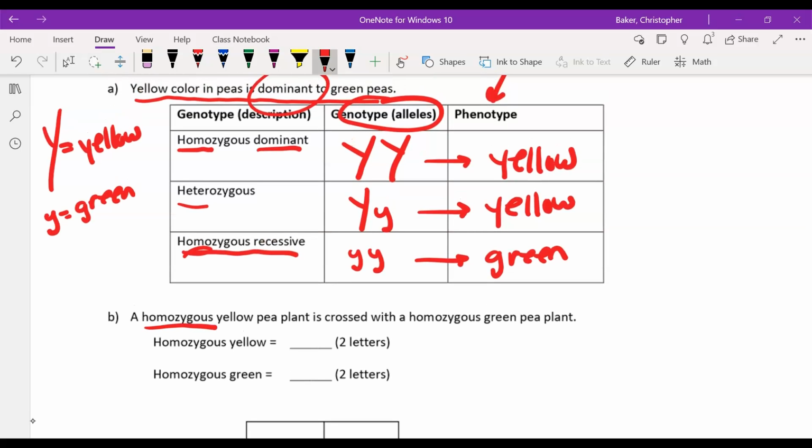It's either going to be a big Y or a little y. But here's the thing: you know it's yellow, so it's going to be big Y. We're going to cross it with a homozygous green. The only way to get a green plant is to have little y, little y. So you're going to cross those.